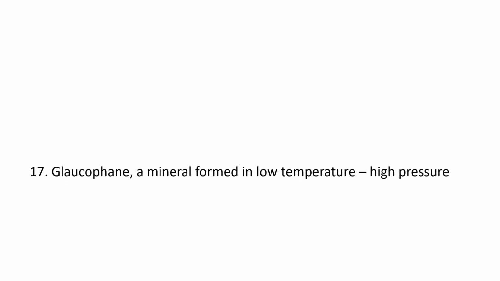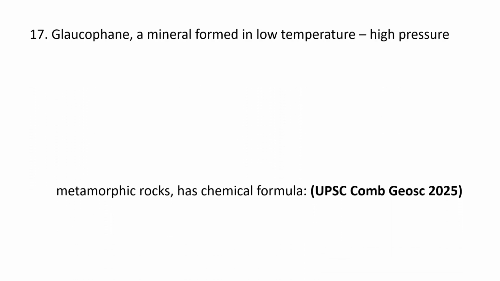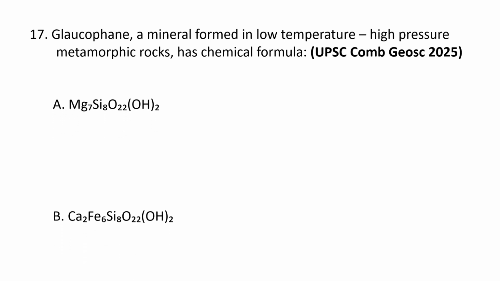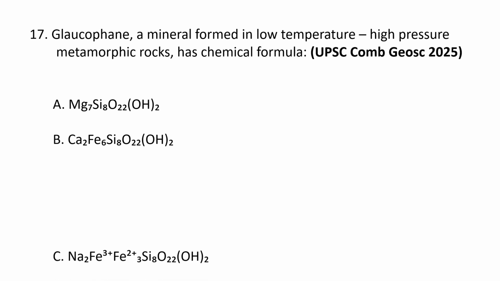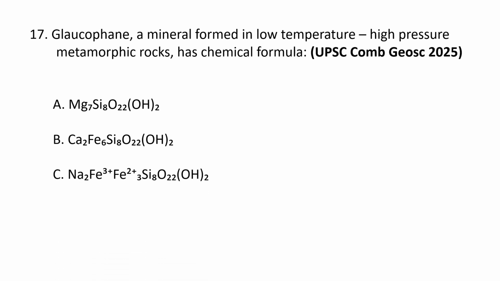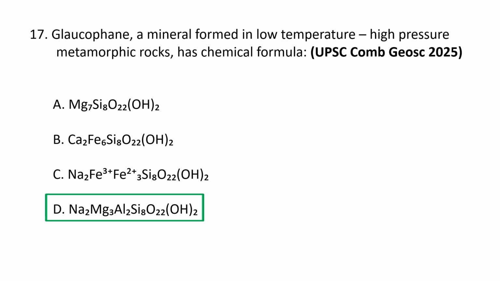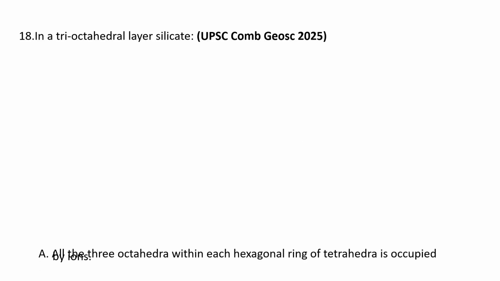Next question. Glaucophane, a mineral formed in low temperature, high pressure metamorphic rocks, has the chemical formula: A. Mg7Si8O22(OH)2. B. Calcium iron silicate, that is Ca2Fe6Si8O22(OH)2. And C. Na2Fe3Fe2 plus Si8O22(OH)2. And D. Na2Mg3Al2Si8O22(OH)2. So the correct option is D, that is Na2Mg3Al2Si8O22(OH)2.